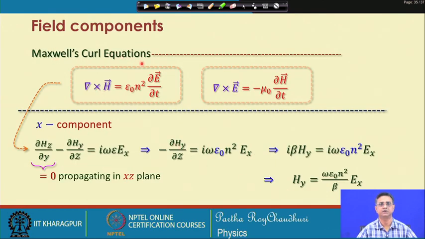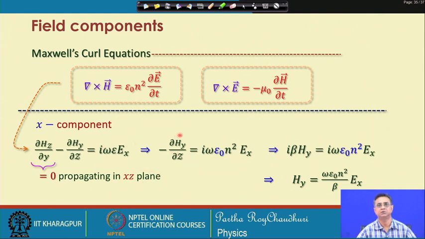So, from Maxwell's equations, we would now be interested to look at the individual dependence of the field components. If I concentrate on this del cross H and look at the x component, y component and z component of this equation, then it should give us how they are related. If you take the x component of this curl equation, we can write del H z by del y minus del H y by del z equal to this, but since there is no y dependence of the wave for a one-dimensional structure, we have this equal to 0, that is, the wave is propagating along the x z plane.